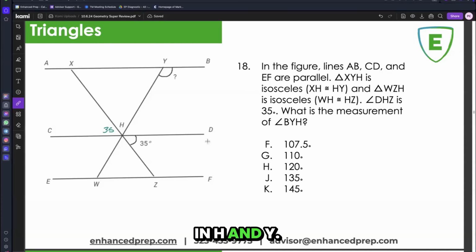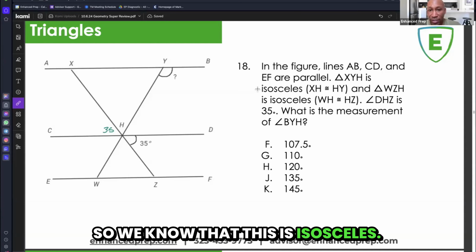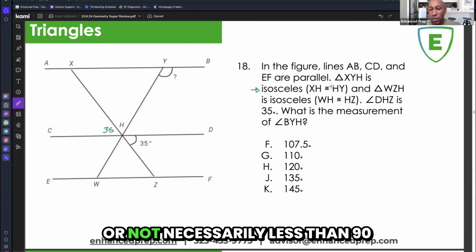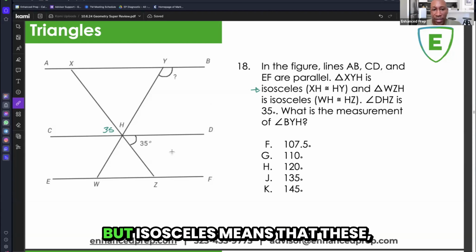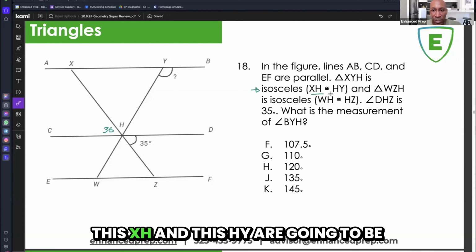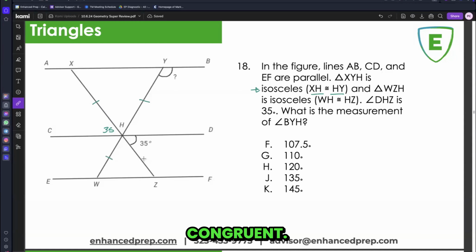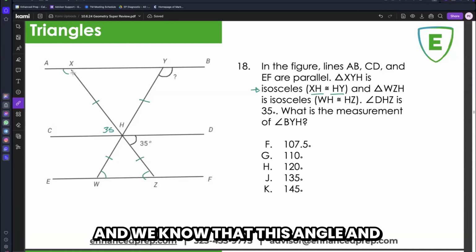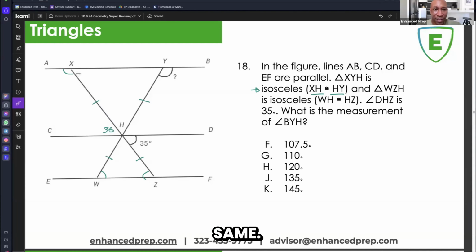In H and Y. So we know that this is isosceles. What is an isosceles triangle? It's less than 90 degrees. Not necessarily less than 90 degrees, right? But isosceles means that the XH and this HY are going to be the same. So these are going to be congruent. So we know that this angle right here and this angle are also going to be the same, and this angle and this angle are going to be the same, and this angle and this angle are going to be the same, right?